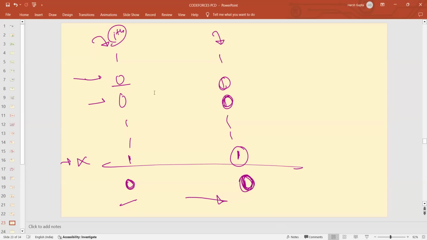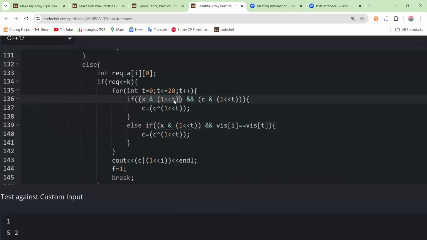So what I am doing is, I am going to each and every bit. If the value of x is 1 and the value of c is also 1, c is actually the already existing AND result of all the numbers. So for that particular bit, if in c also it is turned on, I know that since I am doing some XOR operations, so what will happen?